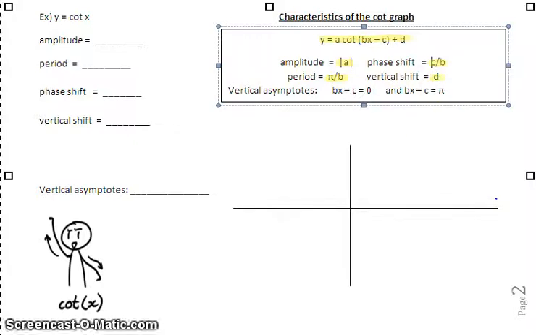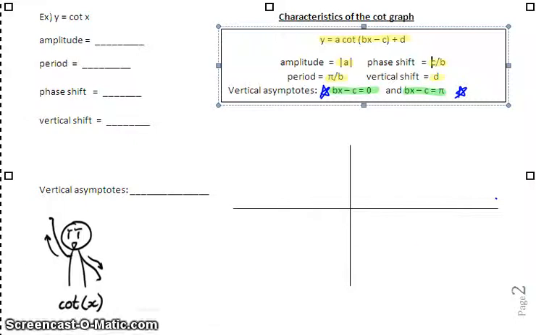What will change, though, is how we find our vertical asymptotes. With tangent, we were setting them equal to pi over 2 and negative pi over 2. Well, with cotangent, they're equal to 0 and pi. So we take our bx minus c, we set it equal to 0, and we set it equal to pi. That's a big difference in terms of finding the vertical asymptotes, how the cotangent and tangent graphs are different.